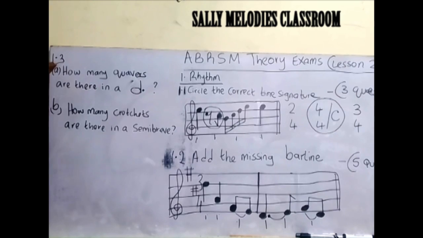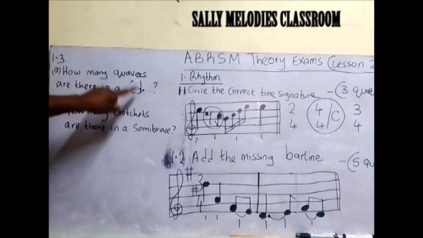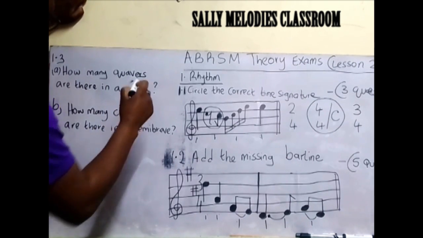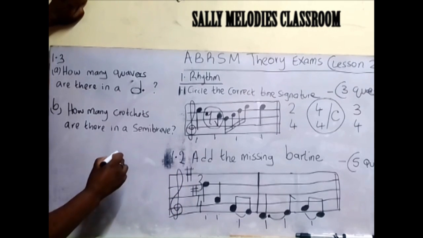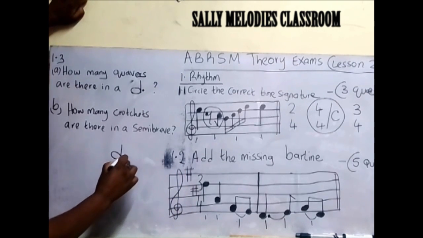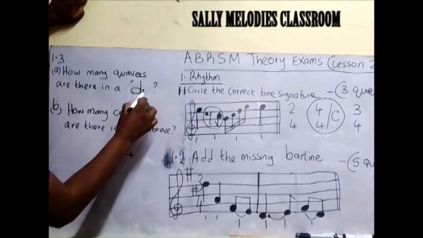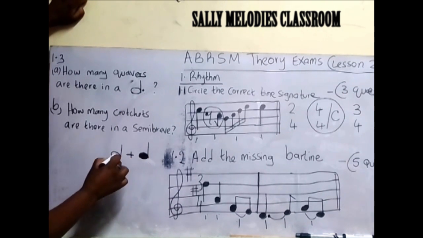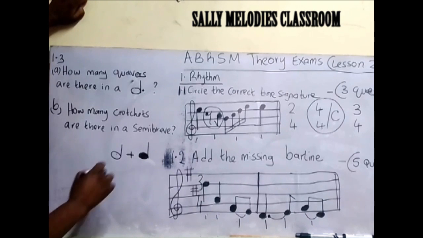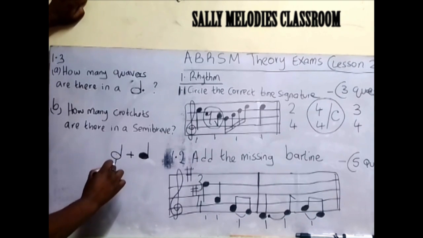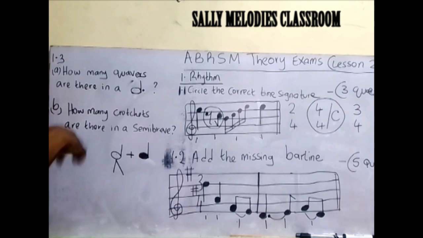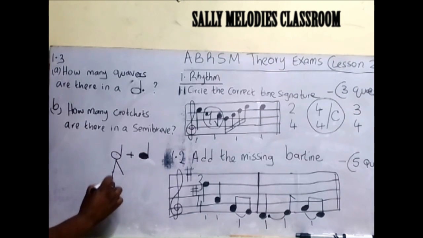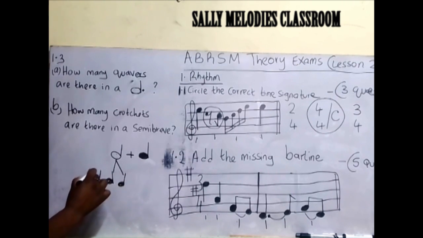Question 1.3, how many quavers are there in a dotted minim? What you are going to do very fast is write your minim here, and then add the dot. The dot gives you half of the note, and half of the minim is the crotchet. And then here you are going to start splitting. So you are going to get 4 quavers here, and 4 quavers here.